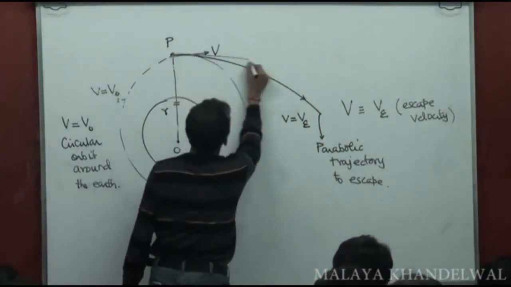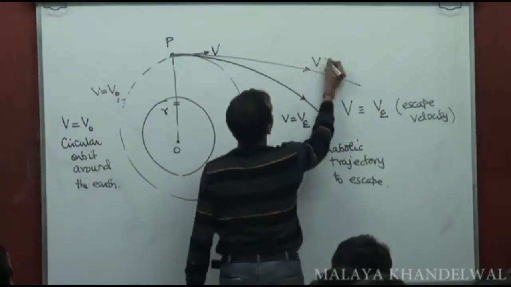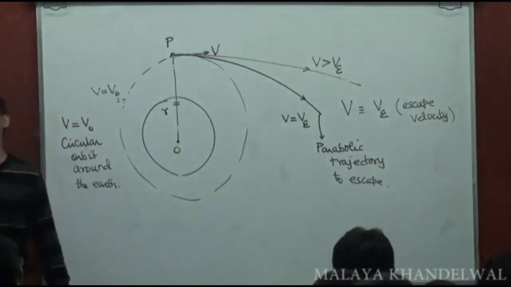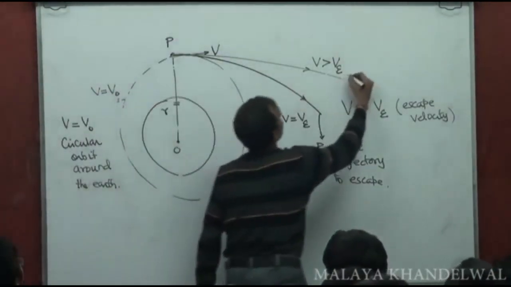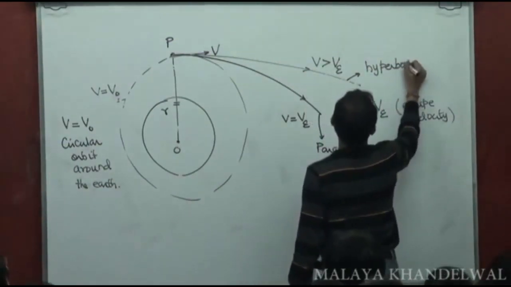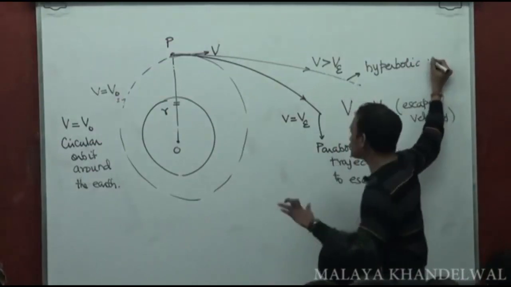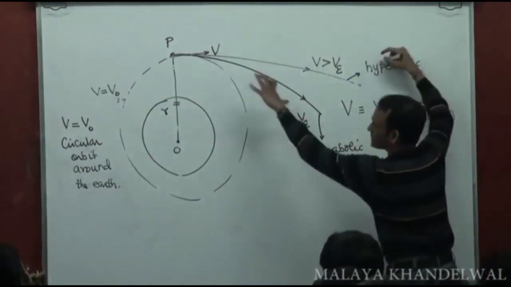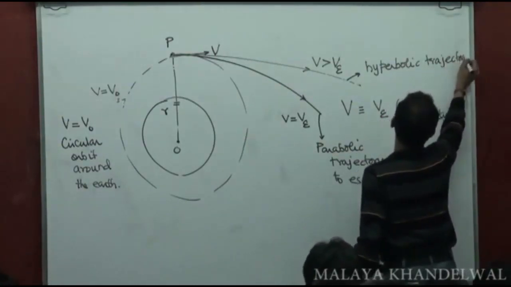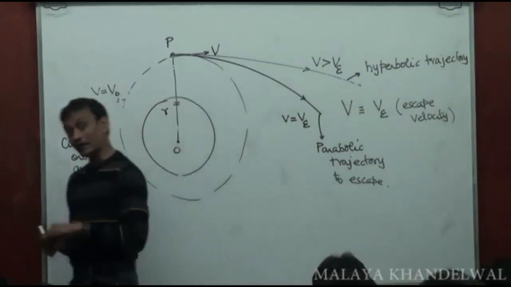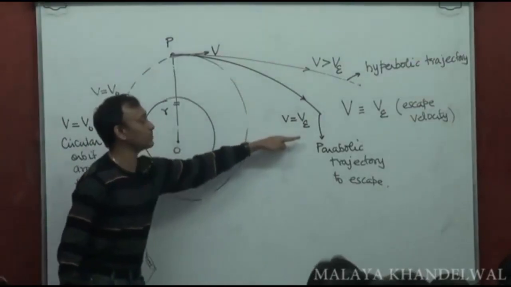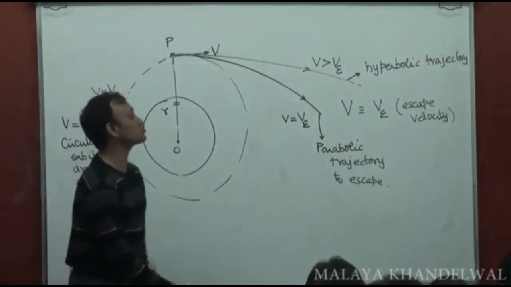And if v is greater than v escape, then also it will escape to infinity, but it will undertake what's referred to as a hyperbolic trajectory. If v is greater than v escape, it will undertake a hyperbolic trajectory in order to escape to infinity. If v is v escape, it will take a parabolic trajectory to escape to infinity.